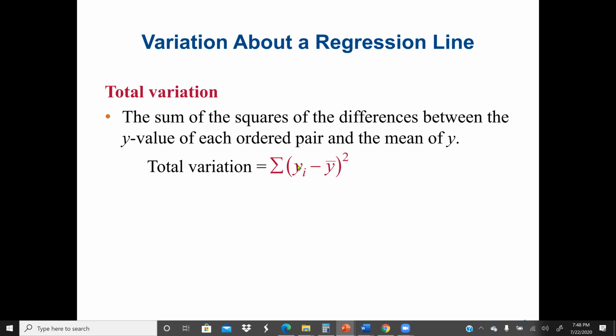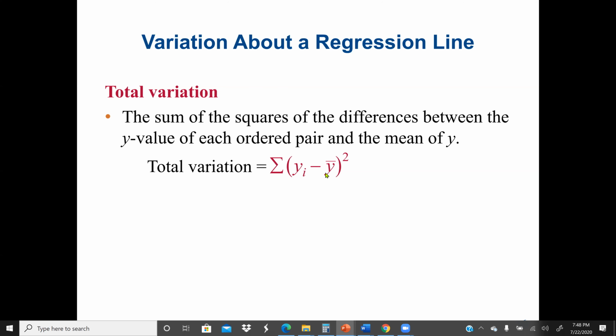Now, the reason why we square, as we said earlier: if I find the difference between the actual y value and the mean of the y values, when we sum them all, we may end up getting 0, because some of the differences will be positive and some will be negative. So it's the same concept as finding the standard deviation or the variance.